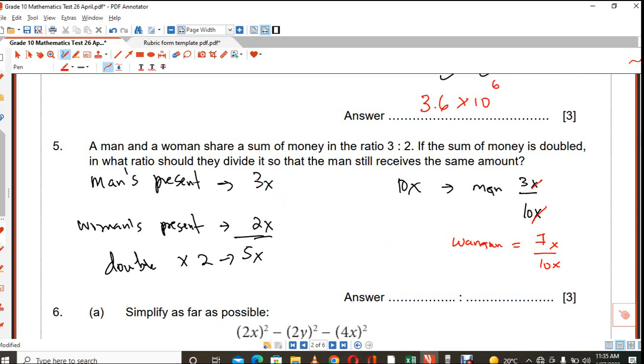Look here. When you take the 3 plus 2, you get 5. So they are sharing out of 5 parts. But here now, the part is not 5 anymore. It's now 10. It's double. But the man must still get 3 out of the 10, which means the woman gets the rest, which is 7 out of 10. So the man's ratio is 3 and the woman's ratio is 7. You only take the numerators there.